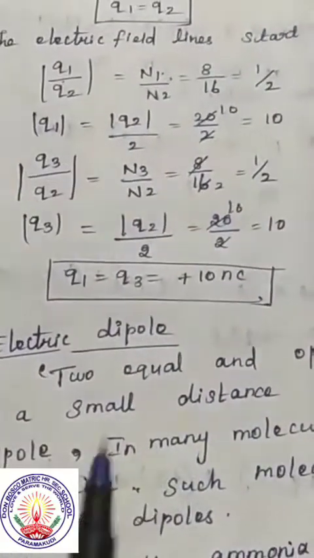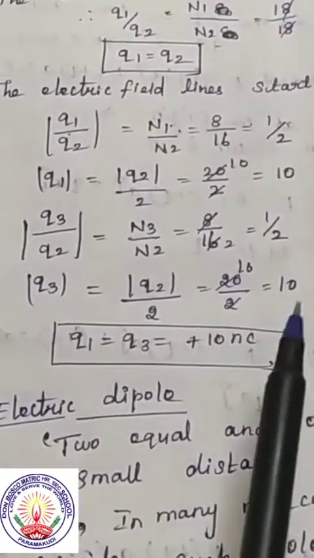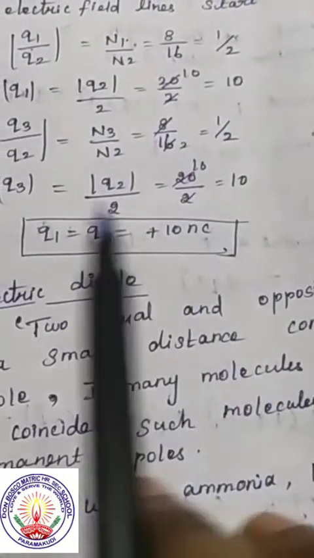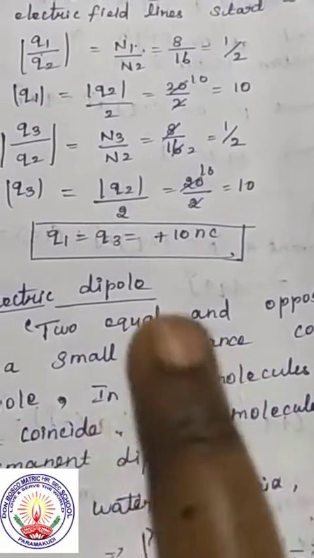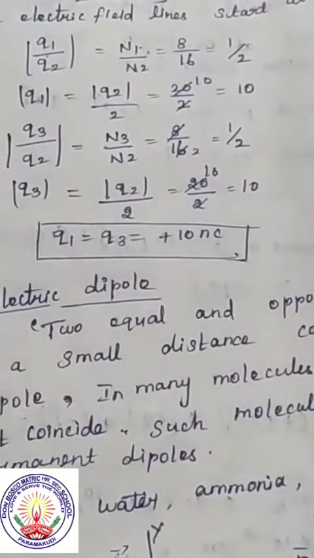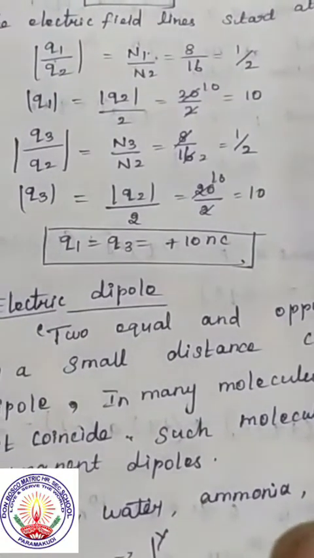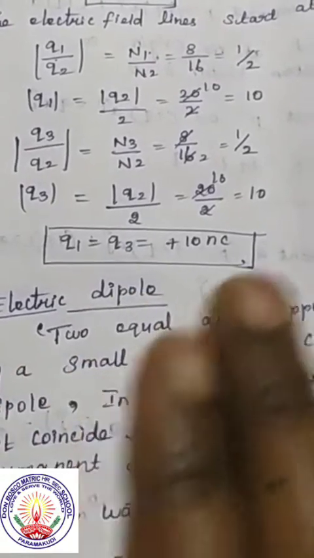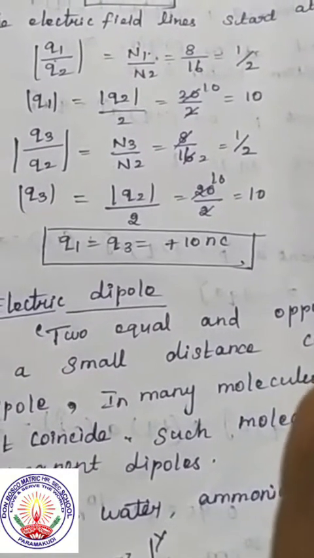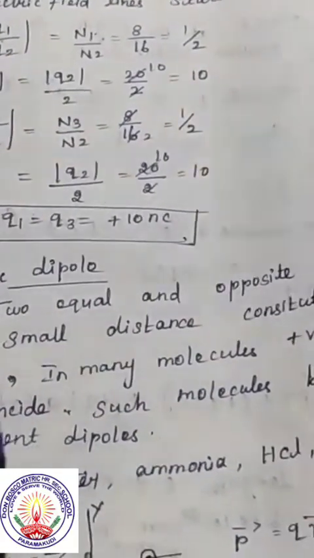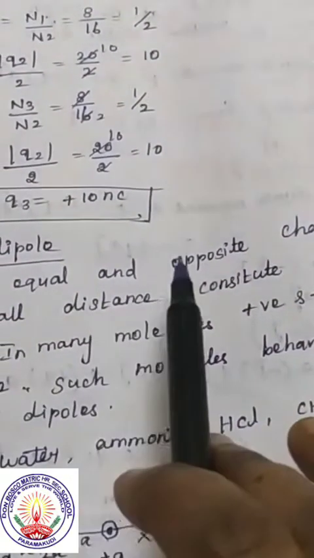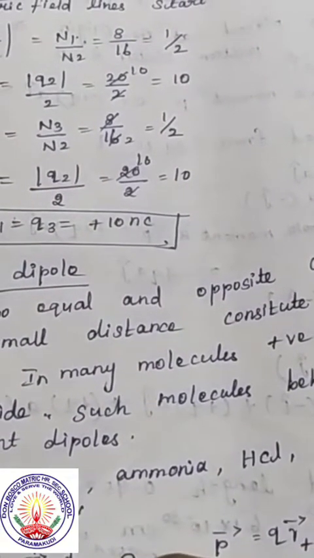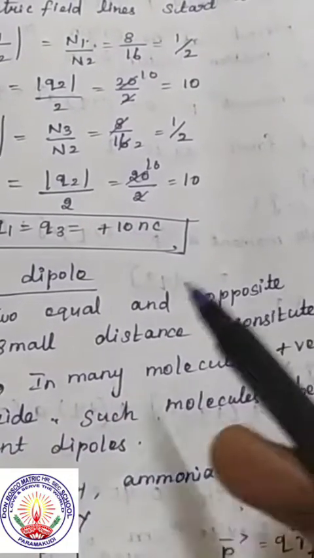Then next topic, electric dipole. It is a very important topic. The first one, electric dipole. Dipole, di means two, pole means two poles. So electric dipole means, electric means charge. Dipole means, the two charges we give, that we call an electric dipole. So what is the definition? Two equal and opposite charges separated by a small distance constitute an electric dipole. So equal and opposite charges.